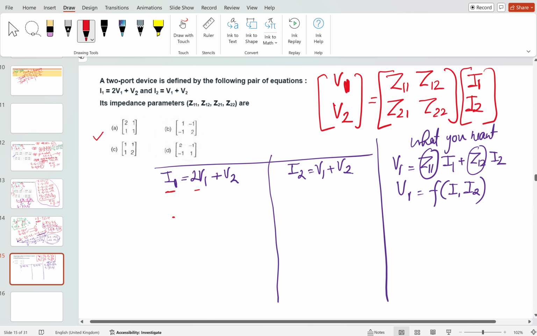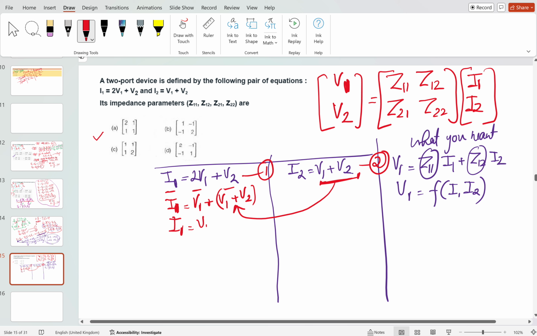If you see here, I1 is equal to 2V1 plus V2. So what is here? It is I1 in terms of V1, V2. Rearrange it. You can write it like this also: I1 is equal to V1 plus V1 plus V2. Why I have written this like this? Because in the second equation, that is equation 2, you already have the value of V1 plus V2. You can directly put it here. When you put it, you will get I1 is equal to V1 plus I2. Rearrange, and what you will get: V1 is equal to I1 minus I2.